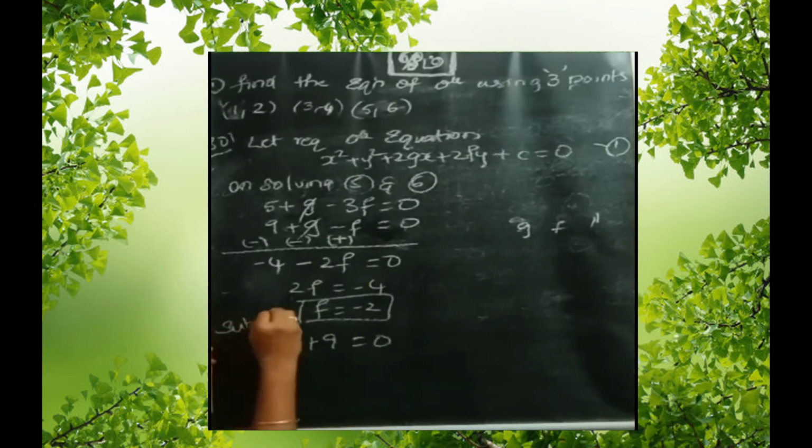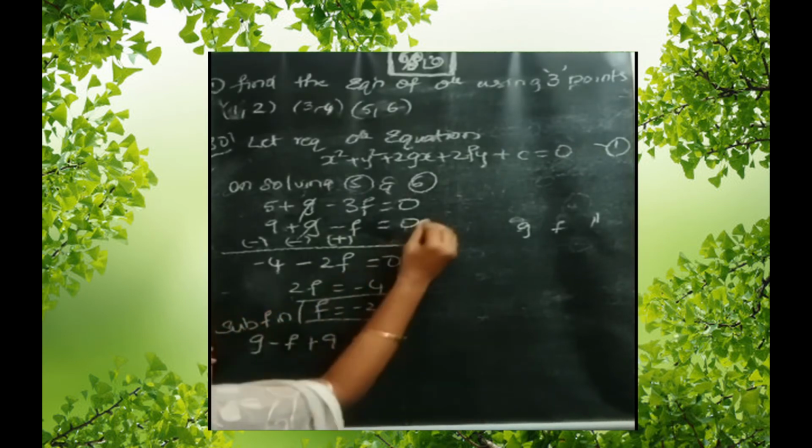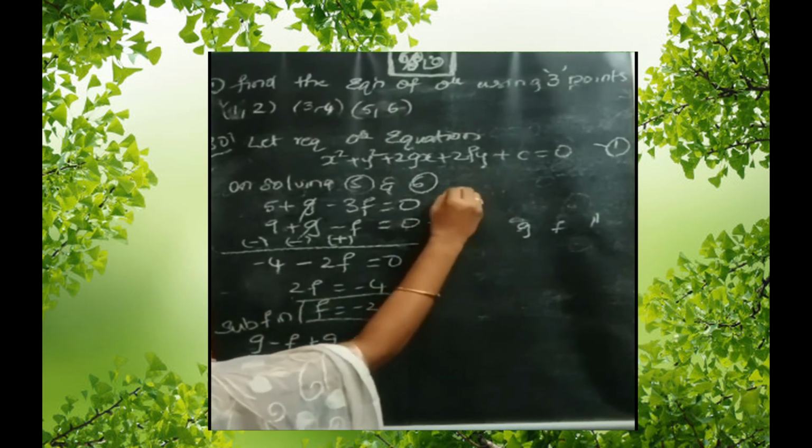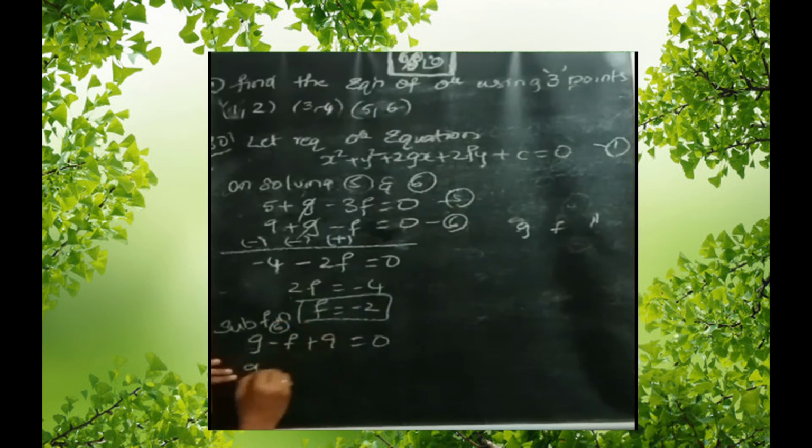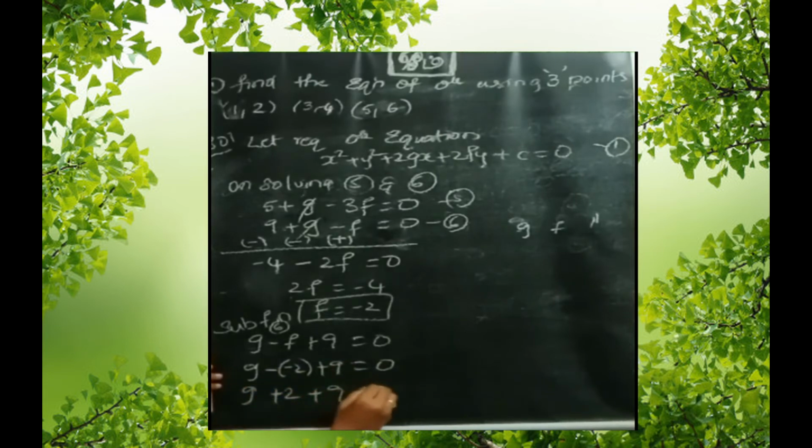Substitute f in this, the 6th. Now g minus of minus 2 plus 9 equals 0. Plus 9 equals 0. g equals minus 11.